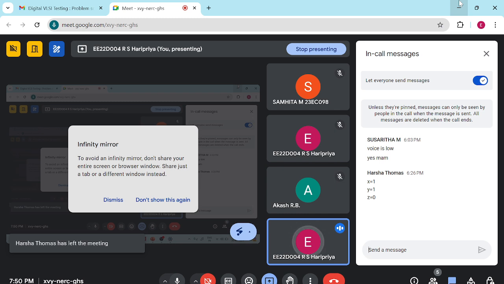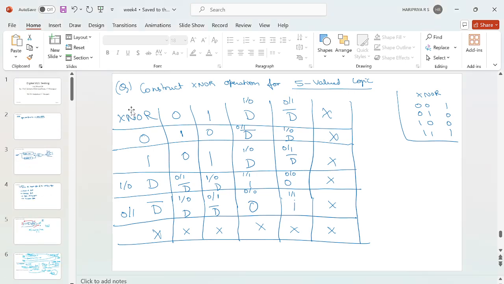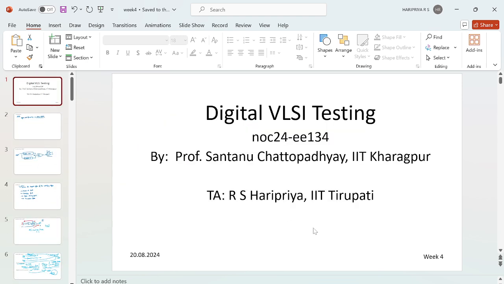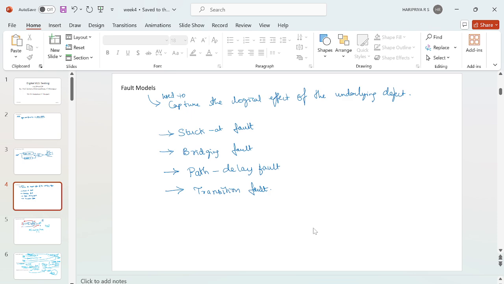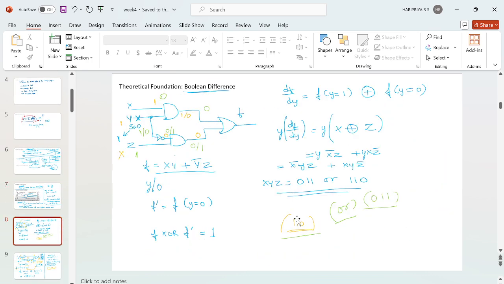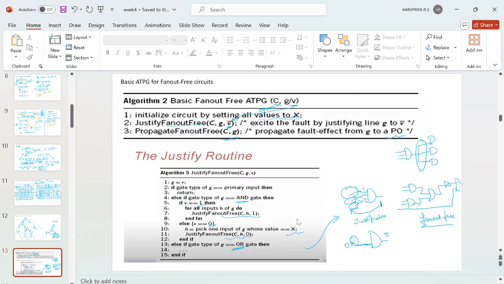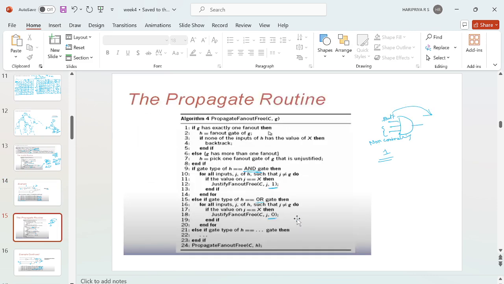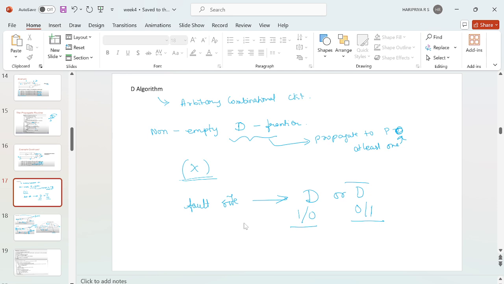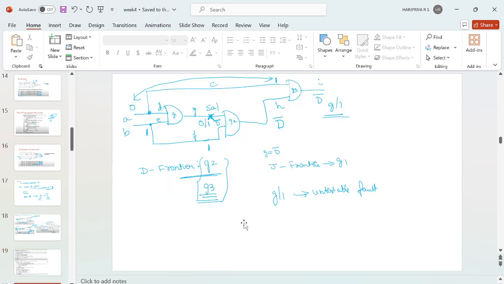So today we have seen test pattern generation. We have used ATPG and the fault models we described, and we started with the Boolean difference based method to generate the test patterns. And then we came to 5-valued logic and a basic ATPG, which we use for fan-out free circuits. And then we came to the D algorithm, which can be used for any arbitrary circuit, including fan-out if it has. So it uses both D frontier and J frontier.